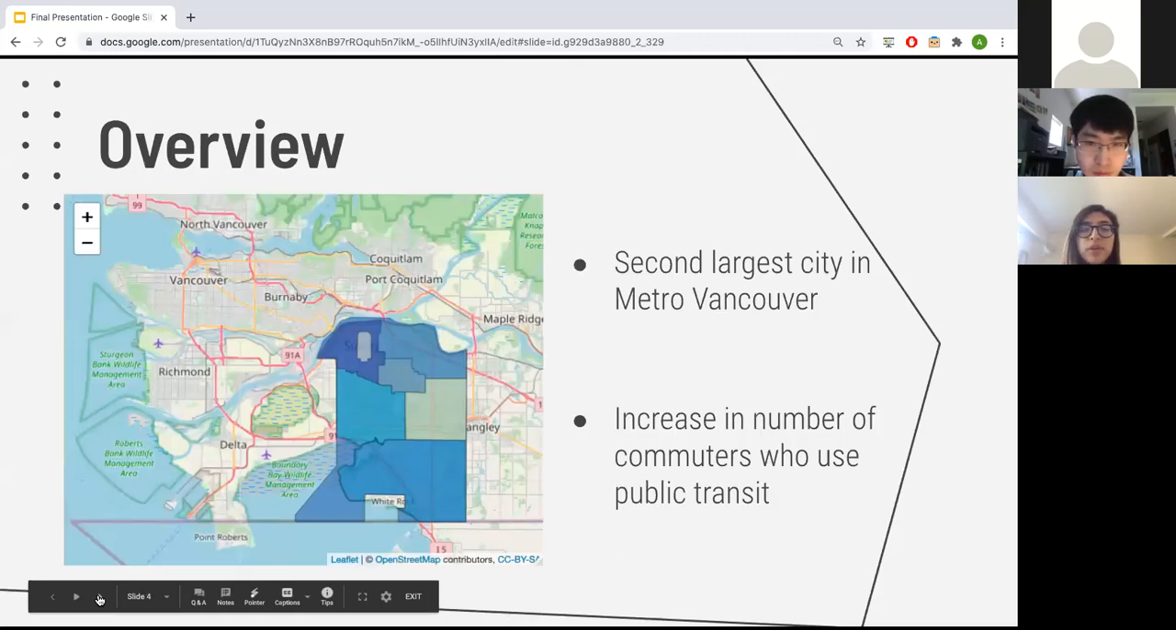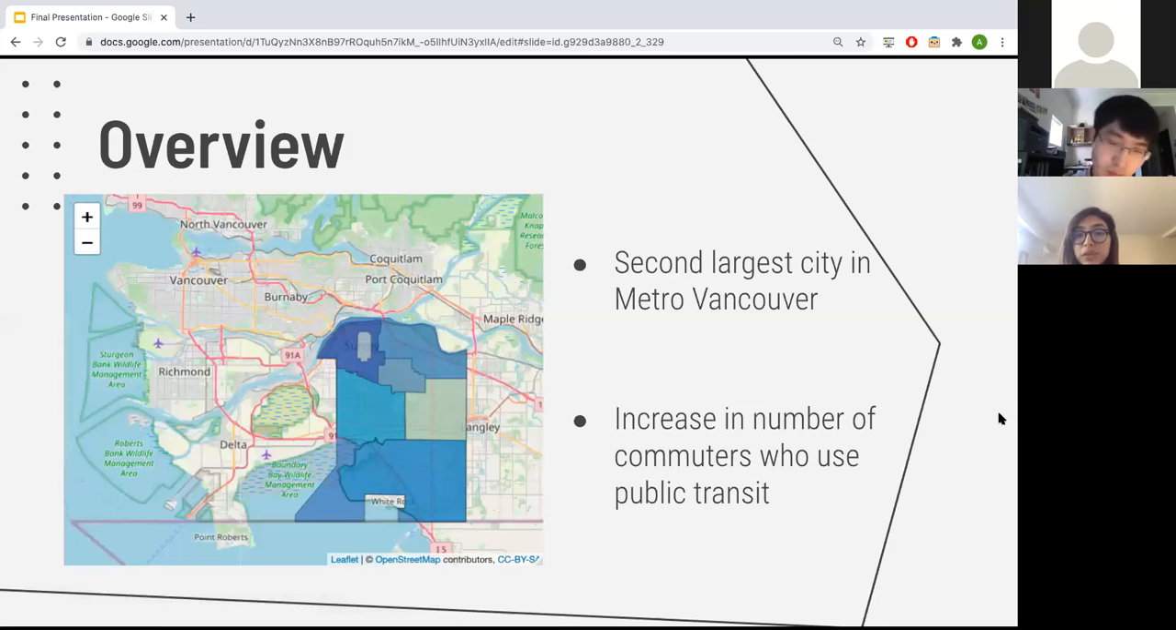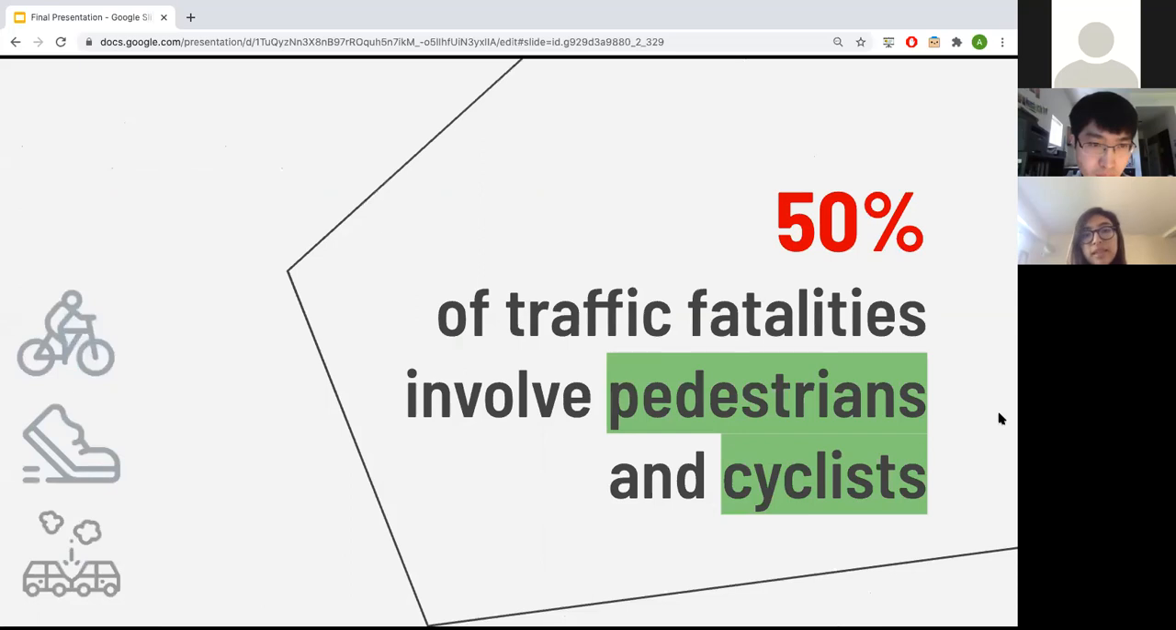All right, so Surrey is the second largest city in Metro Vancouver, and it has seen an increase in the number of commuters who use public transit, so that also means more pedestrians. And it's a city whose population is also increasing in size. Another important fact is that cyclists and pedestrians only make up 5% of commuters, but they're overrepresented in traffic fatalities as victims of harm. So 50% of traffic accidents involve pedestrians and cyclists.